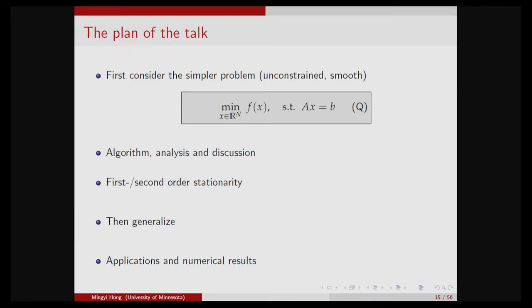So the plan for the rest of our talk is the following. First, I'm going to go very, very simple. Consider the simplest problem we can think of, with a smooth objective and one linear constraint. I threw away all the rest of the constraints, and I threw away the non-smoothness in the objective. So I want to discuss algorithms, analysis, and talk about first and second order stationarity. And then I will generalize to more general problems with non-smooth objectives and constraints, and talk about the applications. Hopefully by doing this, it is easier to develop the theory.